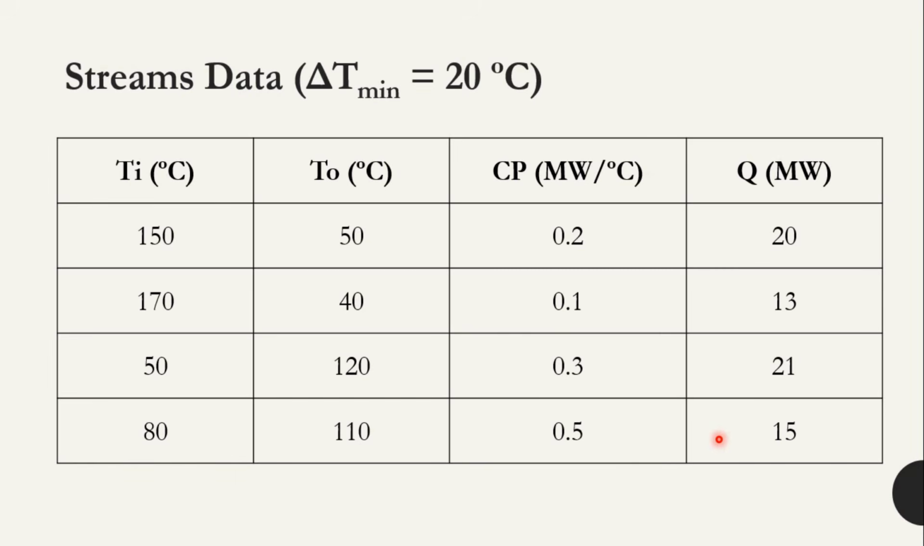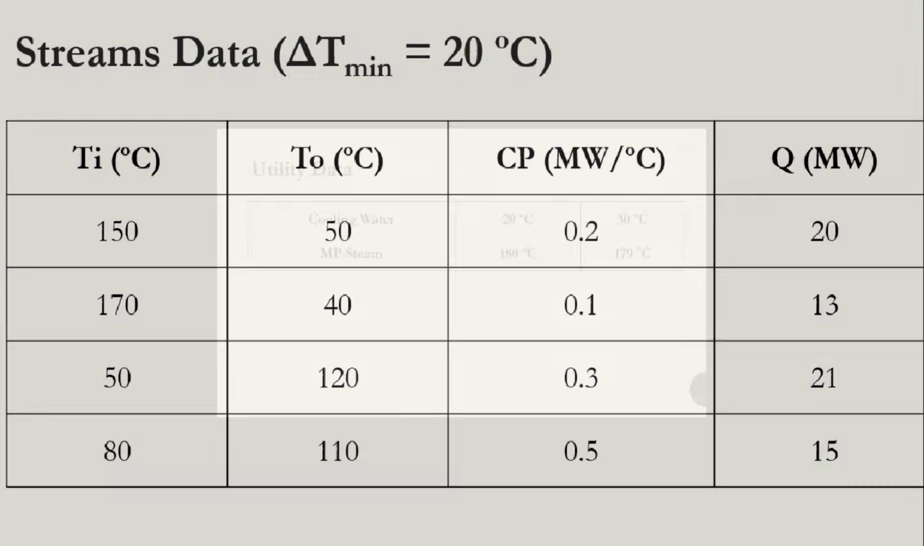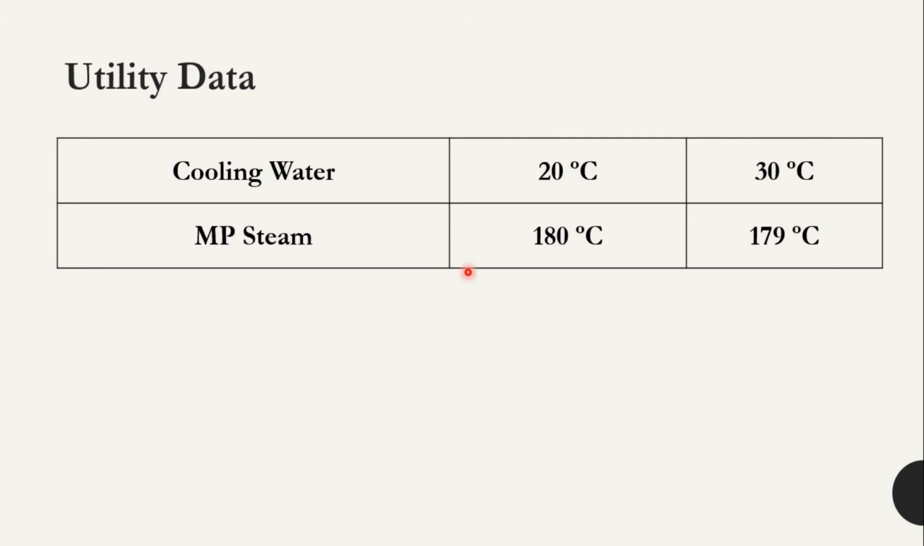Now we will use this information, but before going to that, we have also been given the utility data: the cooling water is from 20 to 30 degrees centigrade, and the MP steam temperature is from 180 to 179 degrees centigrade. Previously, we had taken the utility data by default from Aspen Energy Analyzer, but today we will put in our own values. So using this information, we will now move to Aspen Energy Analyzer. We will add the process streams, we will add the utility streams, and we will design our heat exchanger network for this multi-pinch problem.